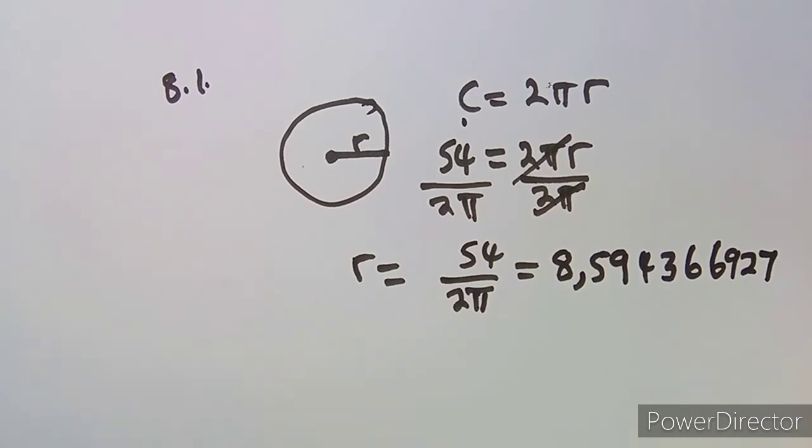8.59366927, which you can round off to 3 decimal places, which is going to be 8.594. So 3 cannot change 4, so it's going to be 8.594.